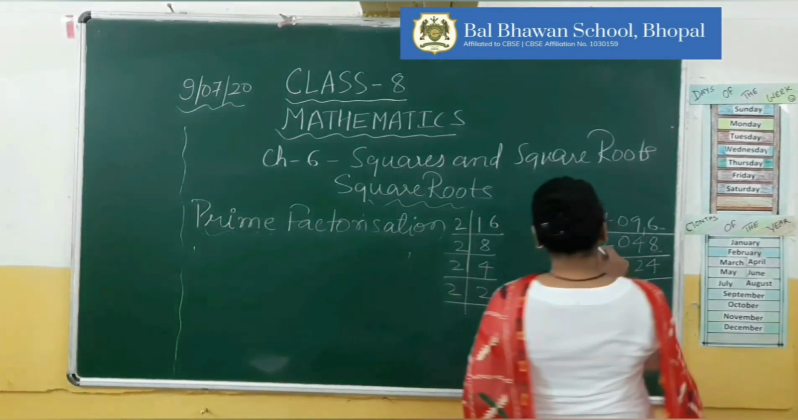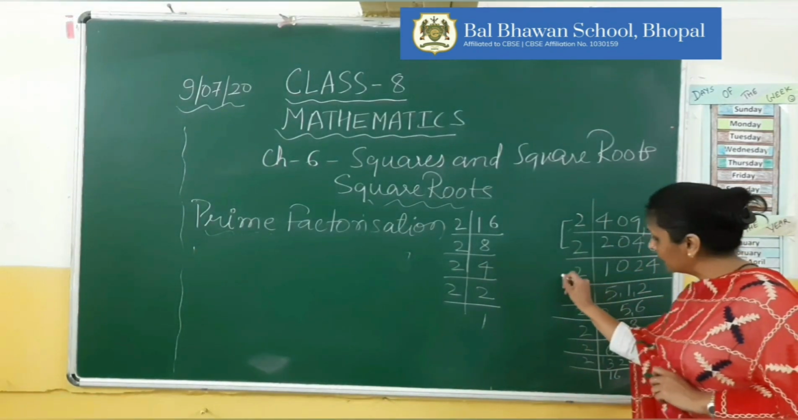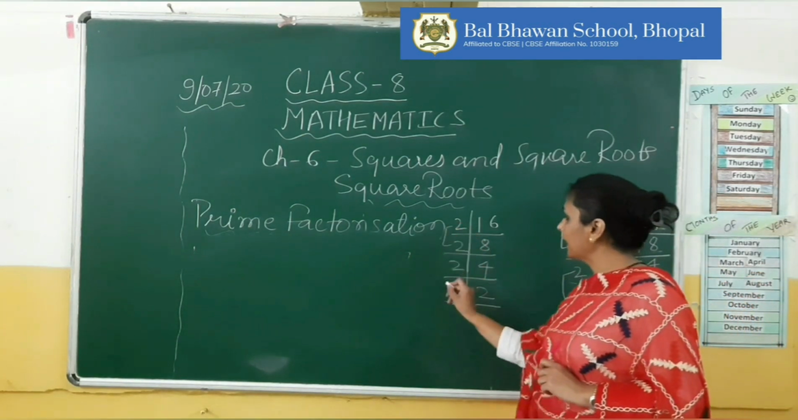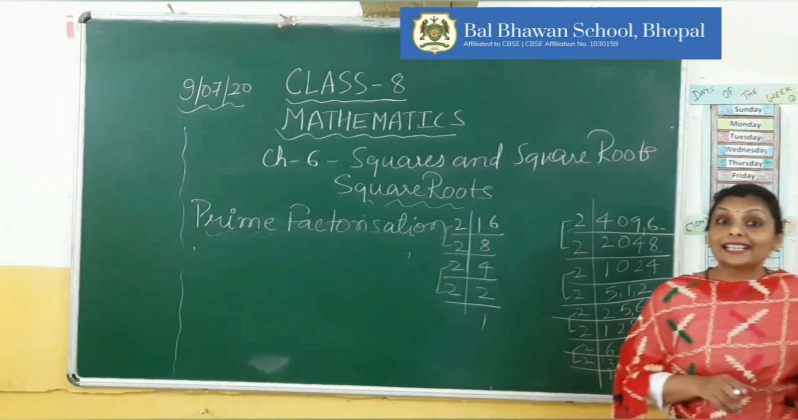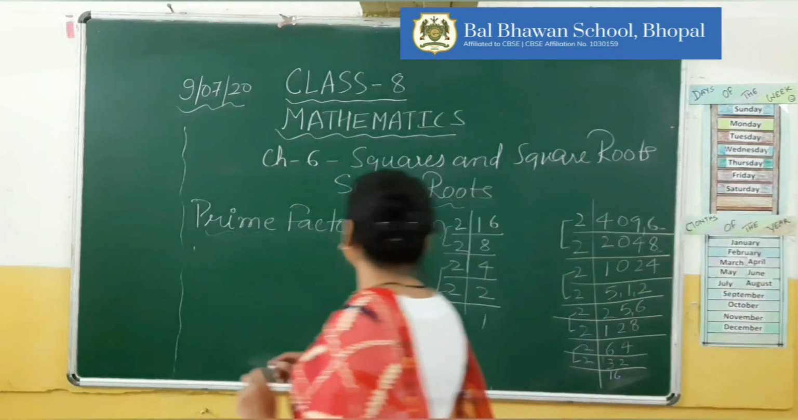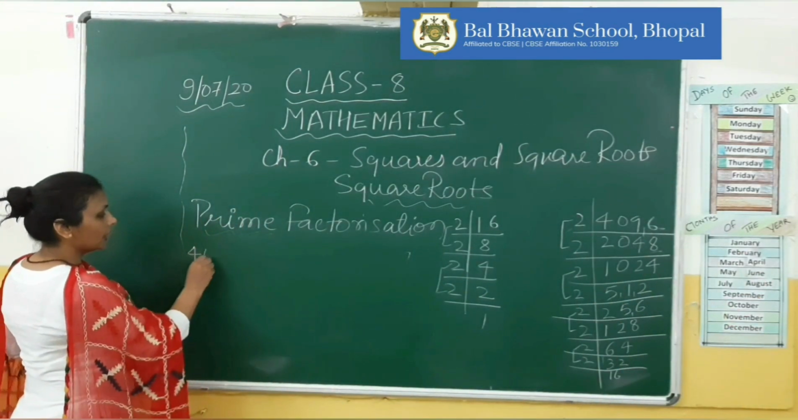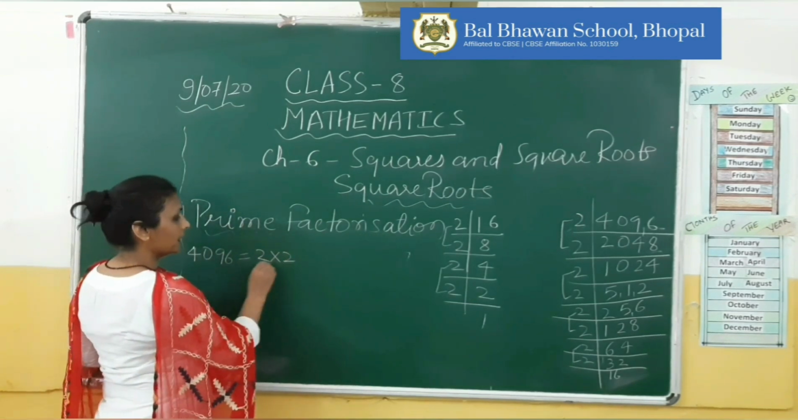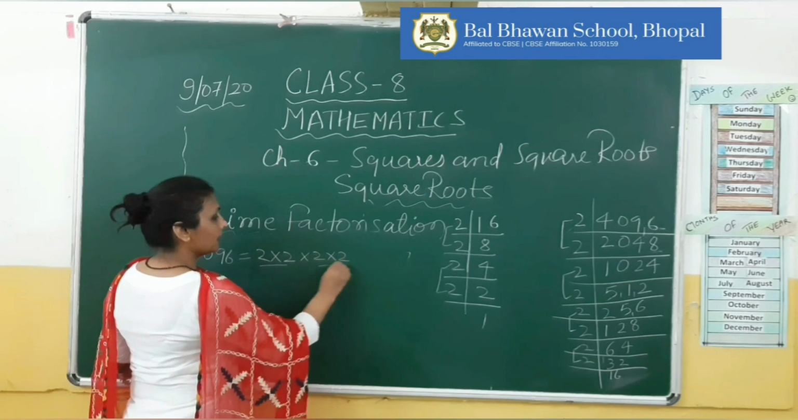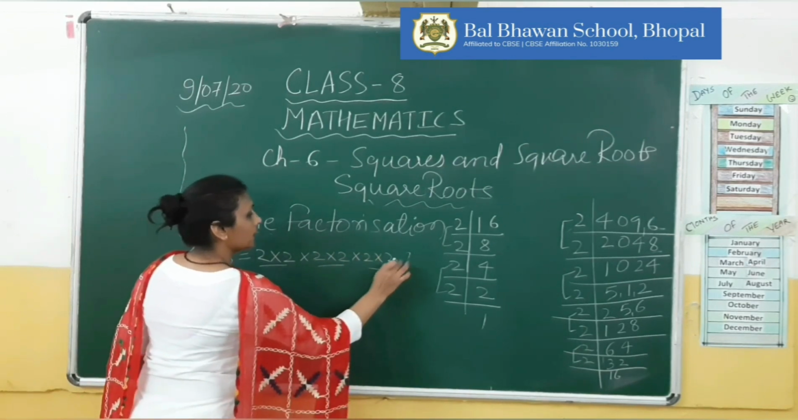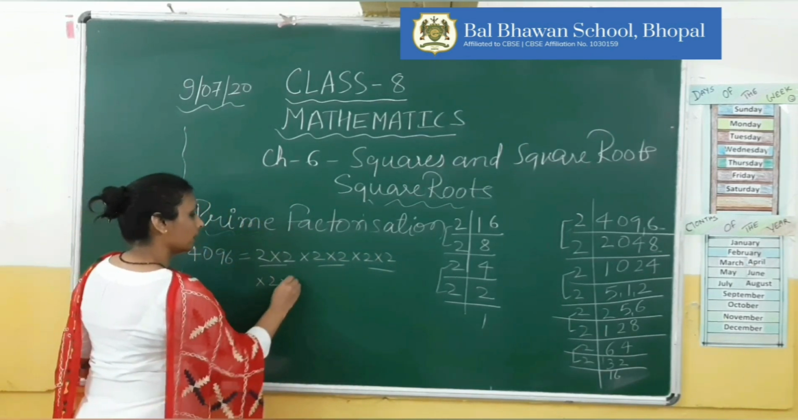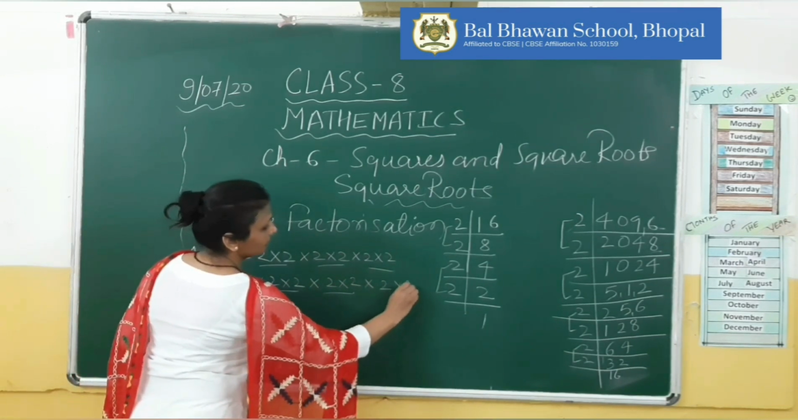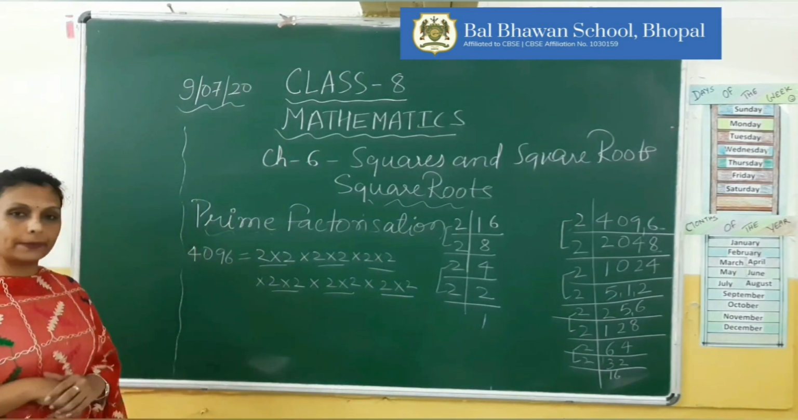Now we will make the pairs. 1, 2, 3, 4, 5 and 6. We got 6 pairs of 2, right? So the number is 4096. We'll write down 6 pairs of 2. First pair, second pair, third pair, fourth, fifth and sixth. We wrote all 6 pairs of 2.